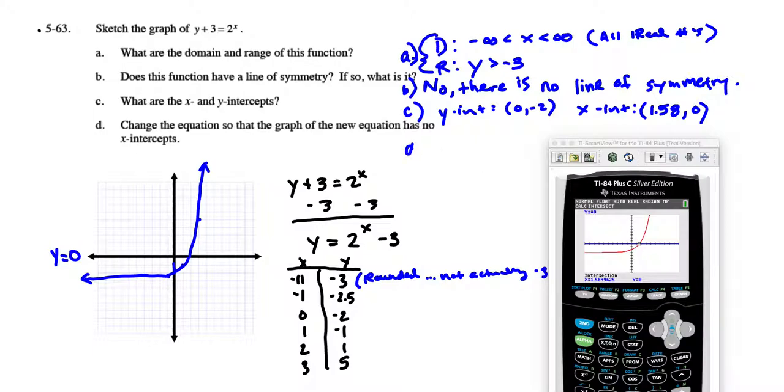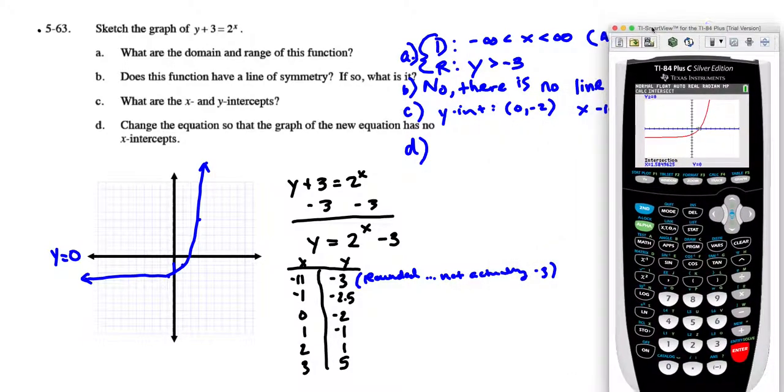And last but not least, let's look at letter D. It says change the equation so that the graph of the new function has no x-intercepts. So if we wanted to move this graph up, remember right now it's always going to be right above negative 3. So if we wanted to move it up so it was always above the x-axis, how far would we have to move it? We'd have to move it up at least 3 units there. So let's see what that looks like.